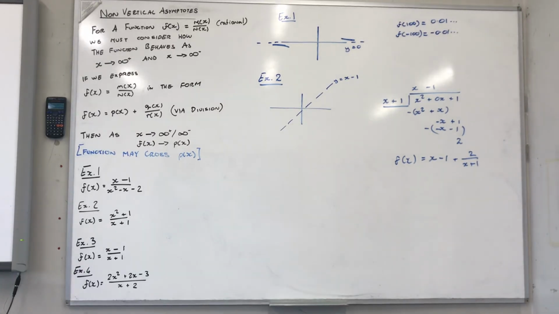So we've got something slightly more complicated here. I need to see whether it approaches that asymptote from above or below. So again, we need to consider what f of 100 and f of negative 100 are, and then also consider what y equals at those values.